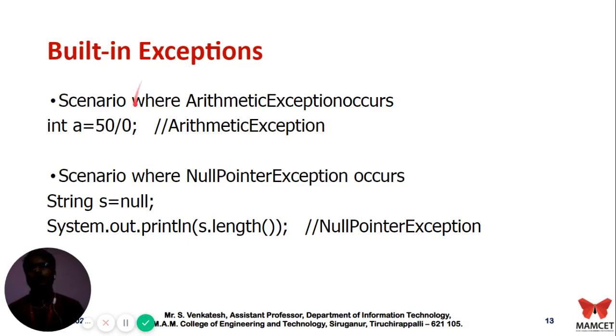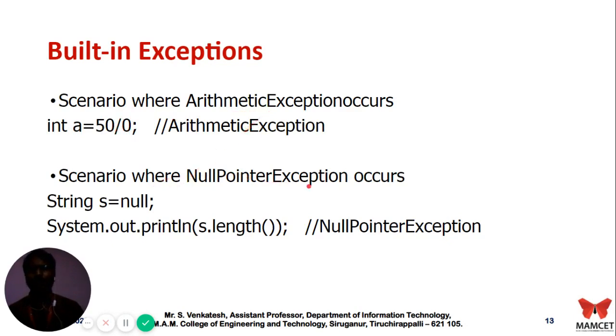Built-in exception, for example, as we have seen about this arithmetic exception. So a equal to 50 by 0. So this is exception because we divide by 0 error. So exception deals with arithmetic operation division. So this is arithmetic exception.